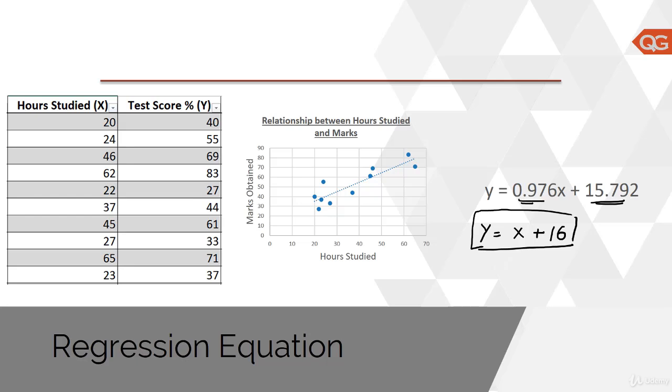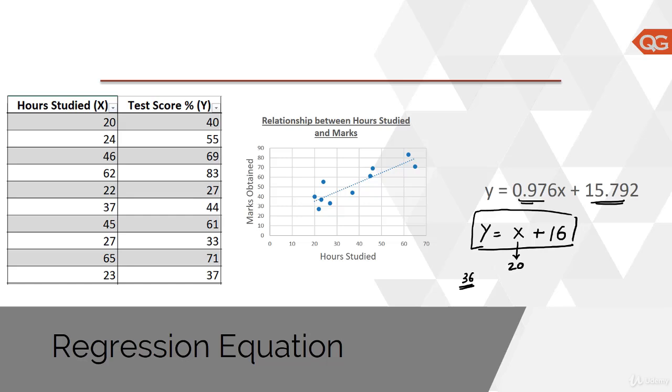number of hours studied. So let's say a student comes and tells that this fellow has studied for 20 hours, so here I can put 20. If you have studied for 20 hours, what you are expected to get is 36 marks. You might get less or more, but this is the average you can expect, that on the average, if you have studied for 20 hours, you would be expecting 36 marks.